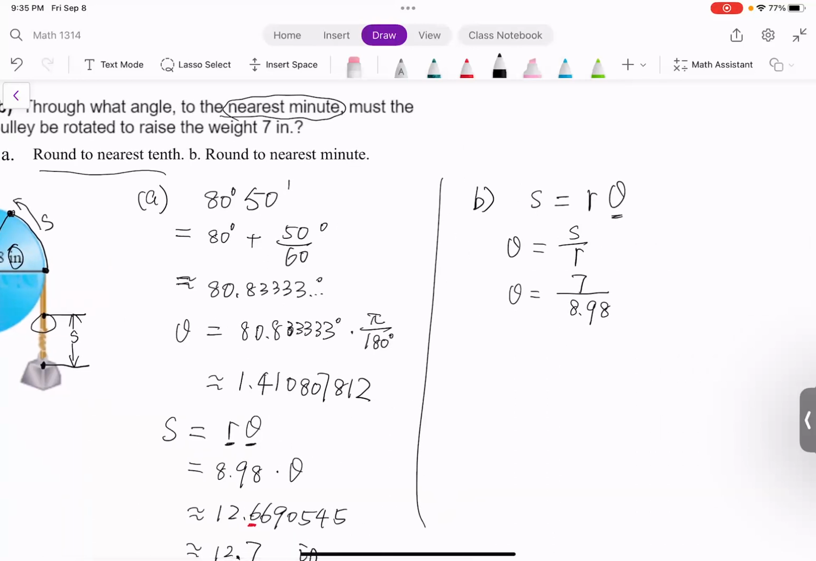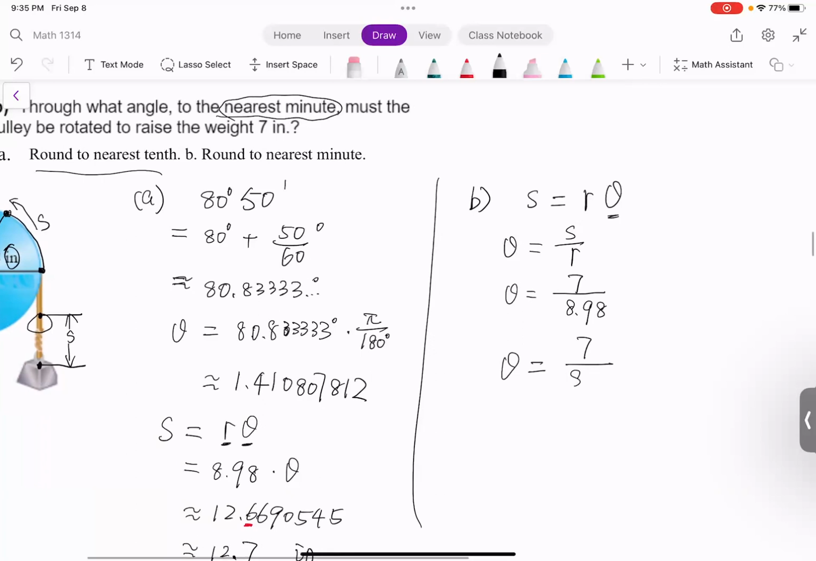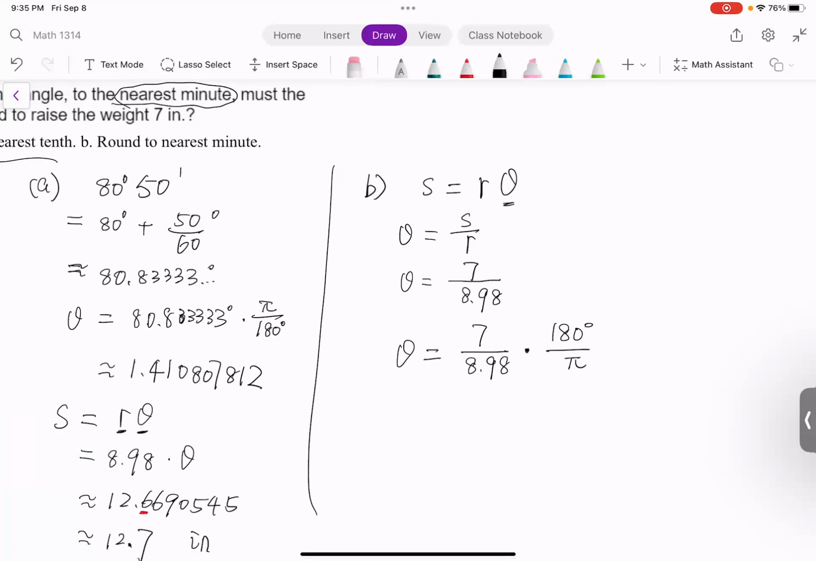So let's use our calculator to find this, and then later I'll get my solution. The theta: use 7 over 8.98. Then convert it to degree mode by multiplying by 180 degrees over pi, so I can make my degrees come out. We can put all of these in my calculator. So I skip this step to find the solution.